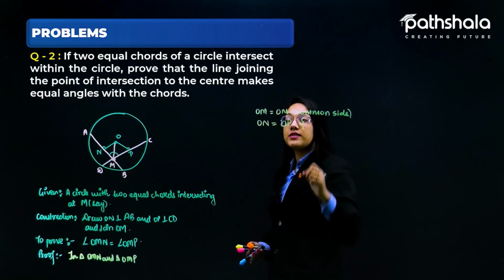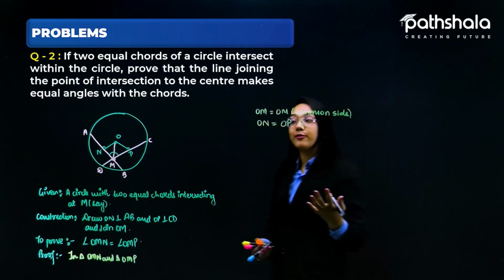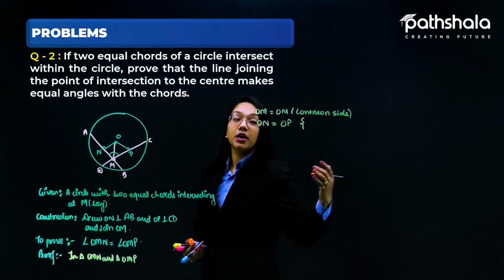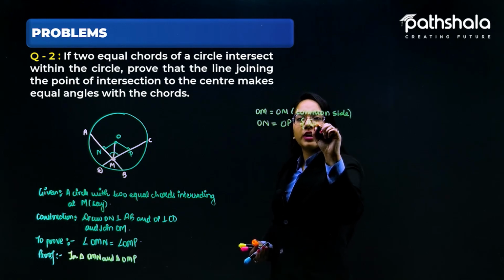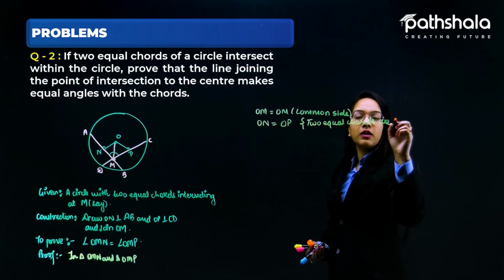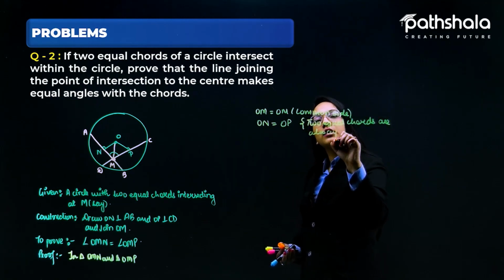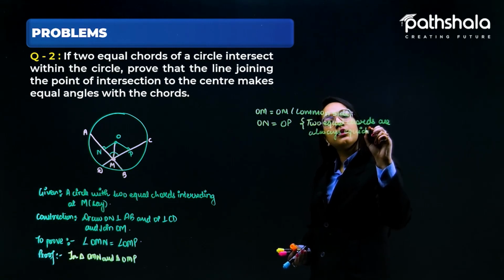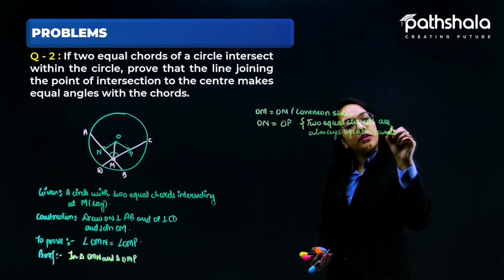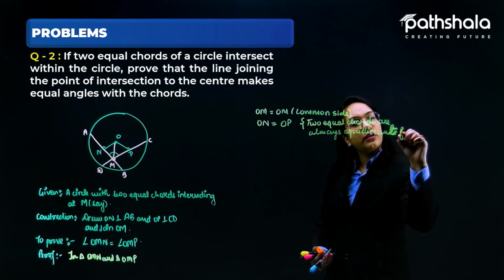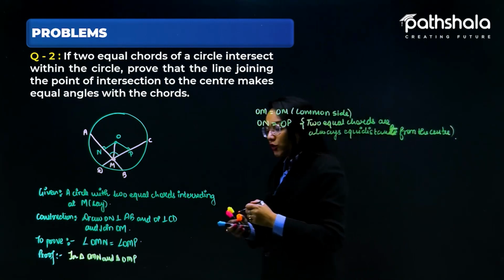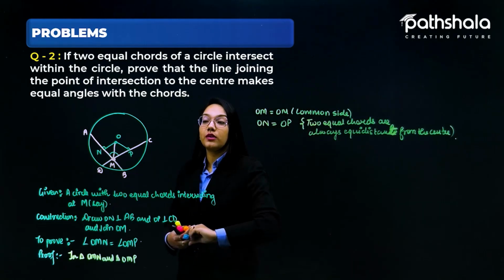Why so? Because when two chords are equal to each other, they are always equidistant from the center. This is the theorem that two equal chords are always equidistant from the center of the circle. So using this concept, we can say that ON is equal to OP.